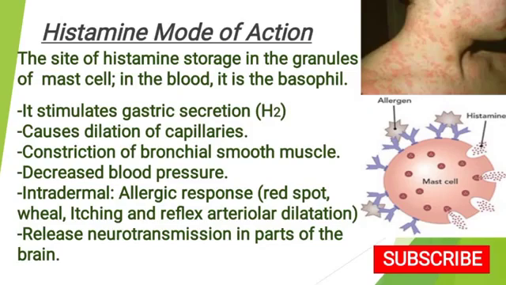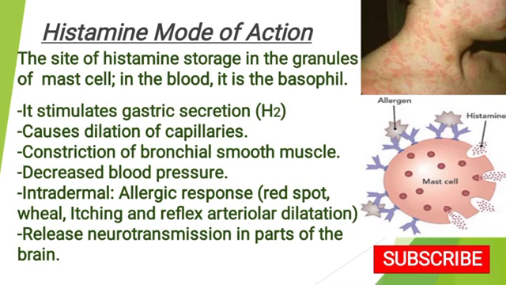Histamine mode of action. The site of histamine storage is granules of mast cells, and in the blood, it is the basophils. It stimulates gastric secretion, basically stimulating the H2 receptor, causes dilation of capillaries, contraction of bronchial smooth muscles, and decrease in blood pressure. Intradermal allergic response means triple response like red spot, wheal, itching and reflex arteriolar dilation, and release basically in the brain neurotransmission in part of the brain.